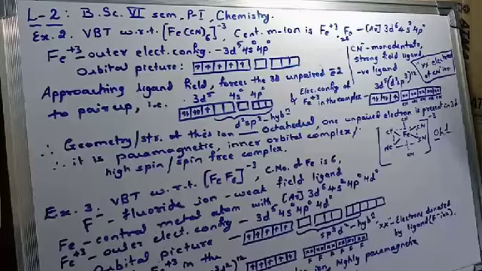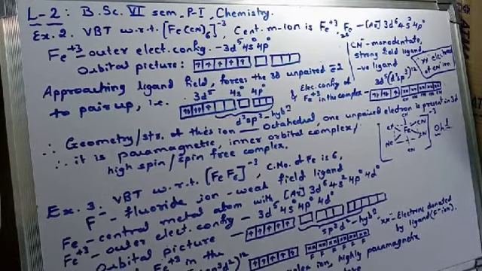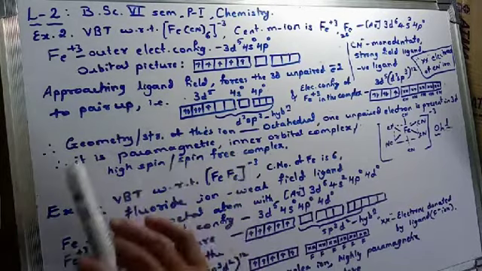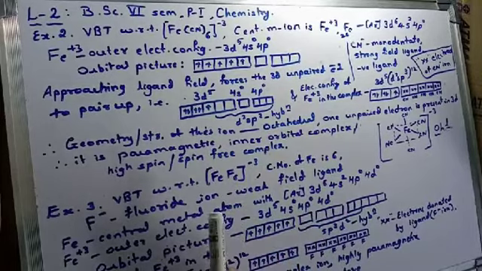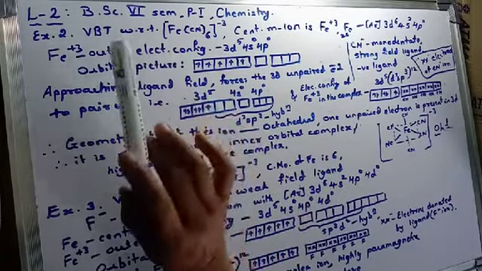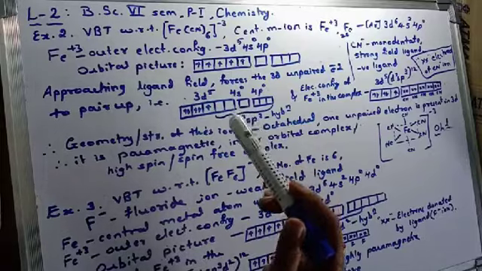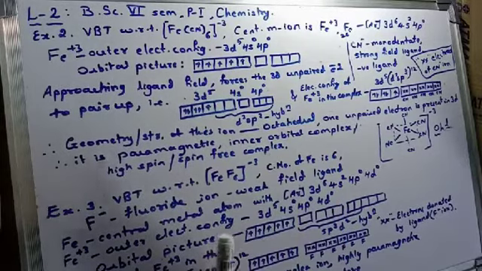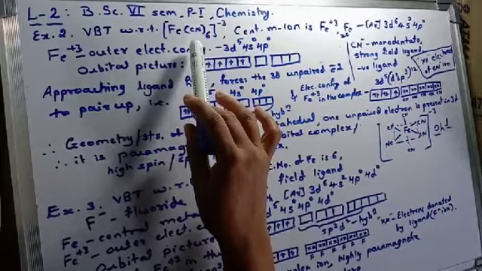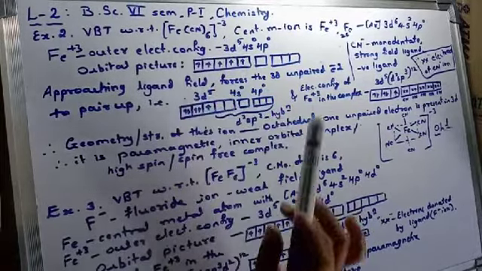Dear students, good morning. Today we'll continue the valence bond theory with respect to some more examples which are mentioned for your studies. Yesterday you learned the main postulates of valence bond theory, and we also discussed the valence bond theory with respect to one example, that is [Fe(CN)6]4-. Today we'll take the next example, that is [Fe(CN)6]3-.